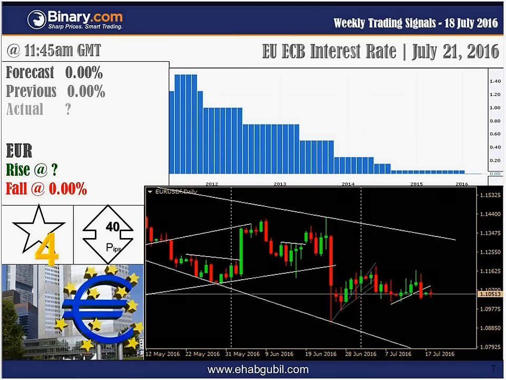Euro recently can't find direction, as you can see in the chart of euro dollar daily chart. It moves within range, so we'll wait to see after the press conference the direction of the euro, and then follow it.